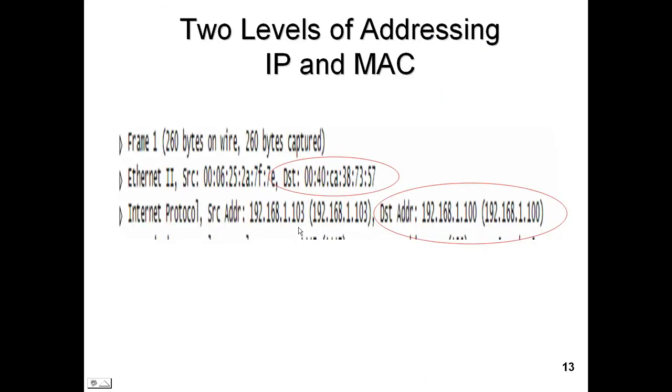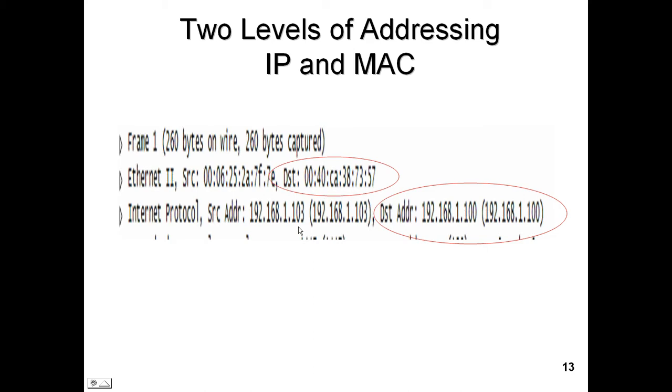So now we've got 2 levels of addressing that are in every data packet that's transmitted. We've got both the MAC address and we've got the IP address. What I've got here is a screenshot from a software called Ethereal, or now it's called Wireshark. And what Wireshark does is it's a protocol analyzer. It gathers the packets that your computer sees and gives you all the details about it.